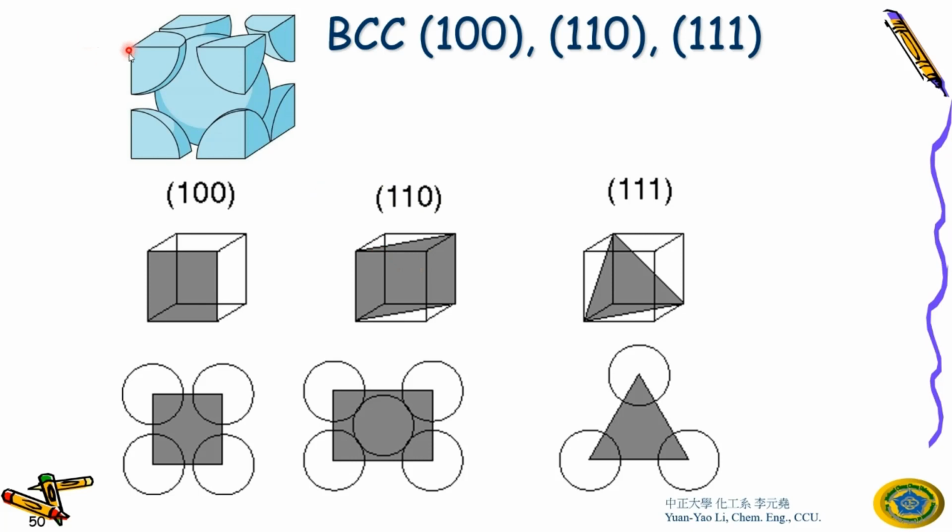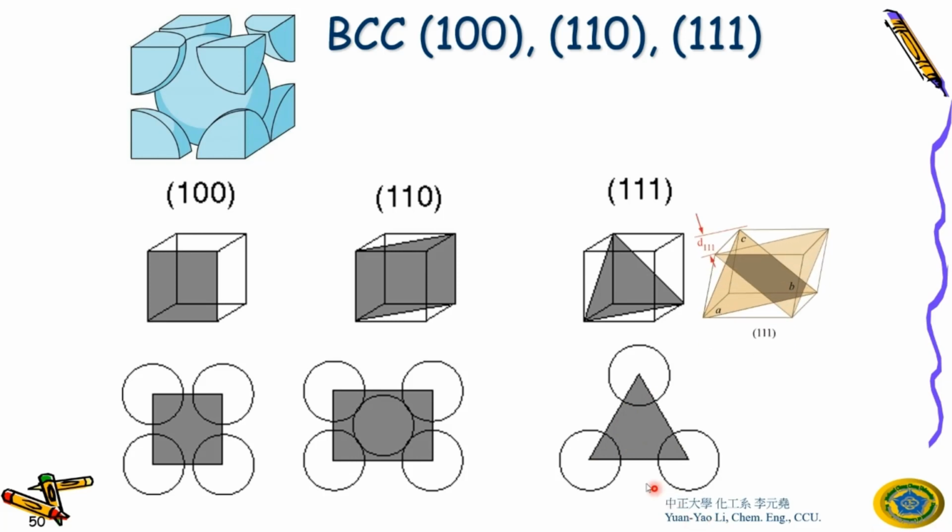110 looks like this, and 111 is this one. So just to give you quick information about how you see this unit cell become two-dimensional. As you can see here, you only have this part and this part. There's nothing in the middle.